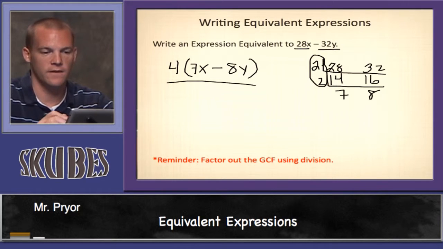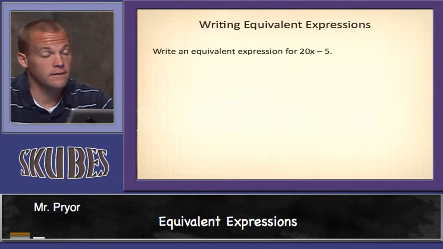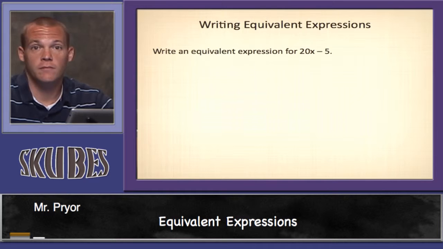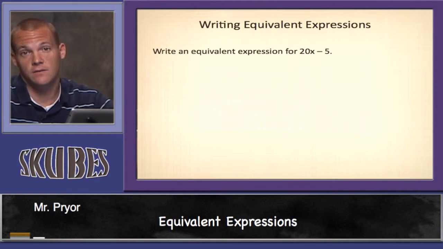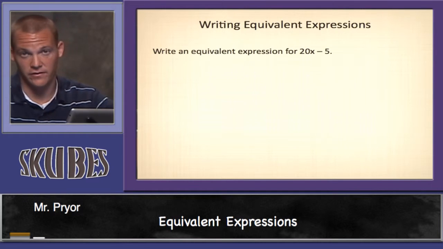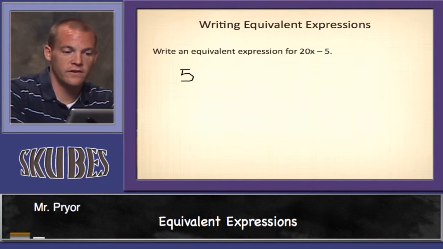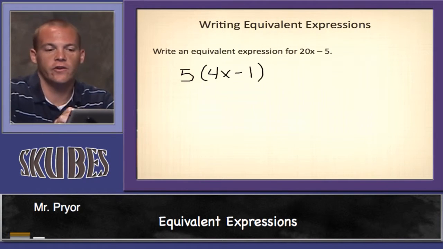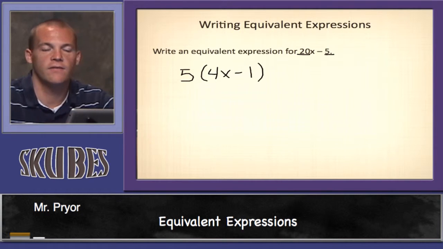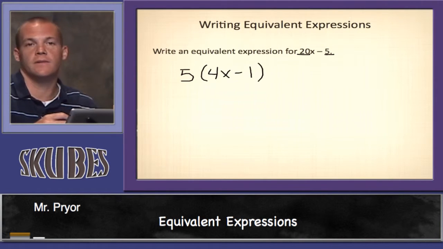Alright, so now that we've seen one, let's take a look at another one here. Write an equivalent expression for 20x minus 5. Okay, so again, your thought process should be what value can divide evenly into 20 and 5 both. Well, in this case, we probably don't have to set up the ladder method because there is only one number, and that's 5 itself. 5 will go into 20 4 times, and will go into itself once. So again, you're just looking at these values, 20 and 5, and determining what the greatest common factor is, and that's what you will divide outside the parentheses.